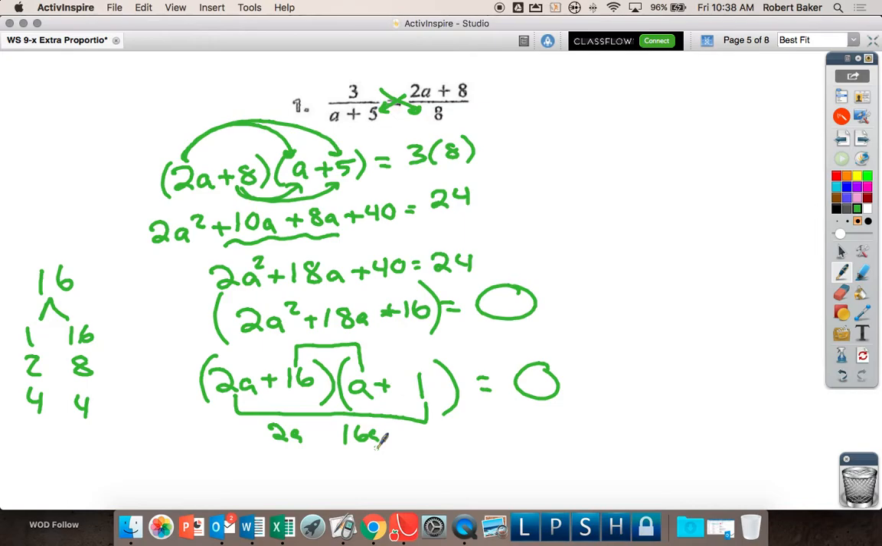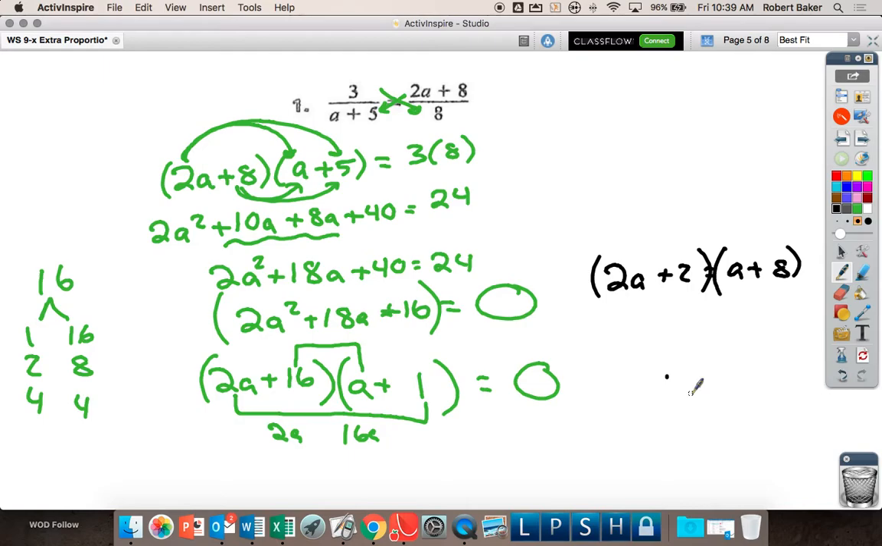You can also do 2 and 8. Yeah, 2 and 8 works. That would be 2a plus 2 and a plus 8, which gives 2a and 16a. So theoretically, they're both correct solutions.